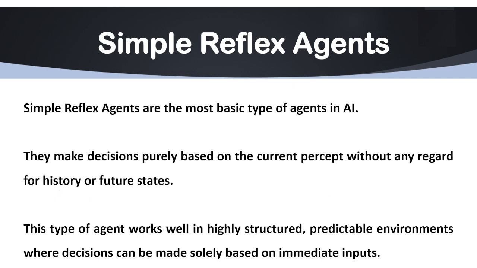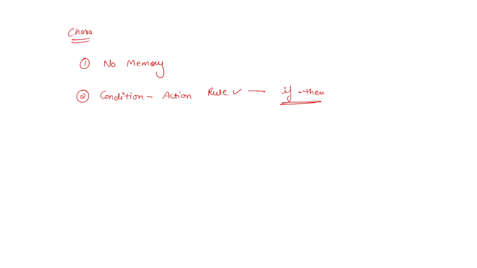Along with the limitations, simple reflex agents have some characteristics. The first characteristic is it has no memory. Another characteristic is its condition action rule. What does it mean? Simple reflex agents operate using a set of condition action rules, or simply we can say if-then rules. We all know about if-then rules, right? For each percept, the agent performs the action associated with that percept only. Third characteristic of this agent is no goal or utility based decision making.